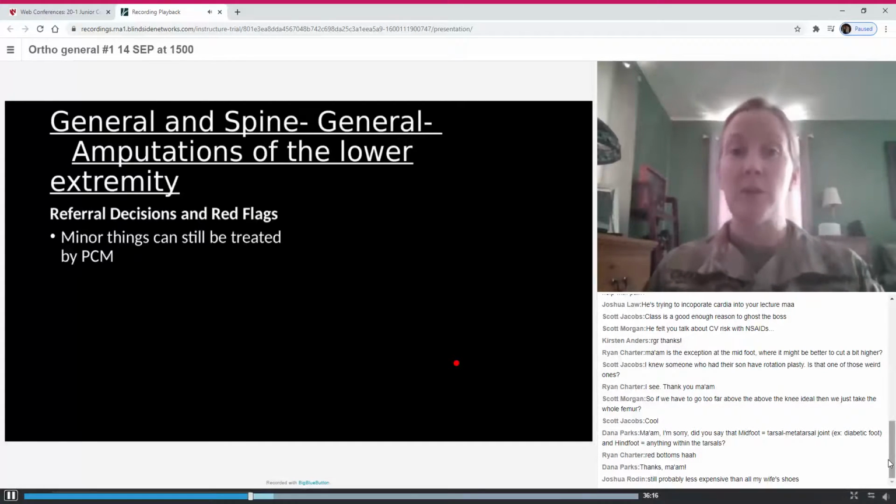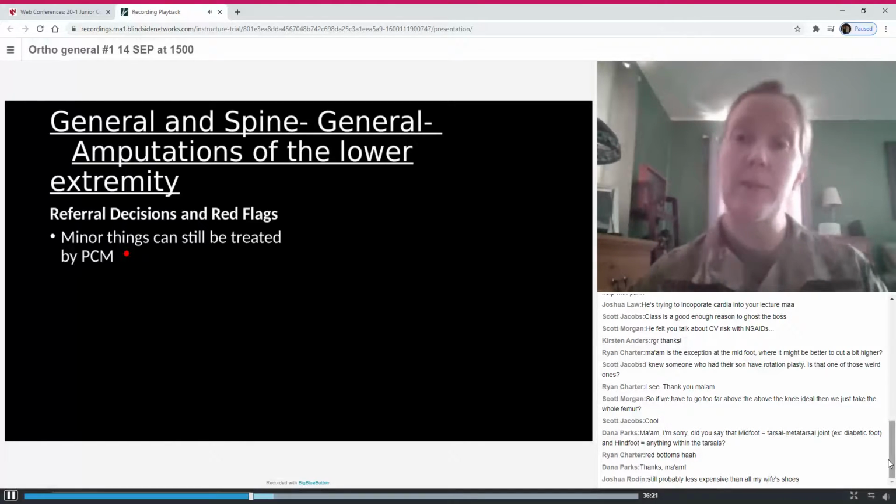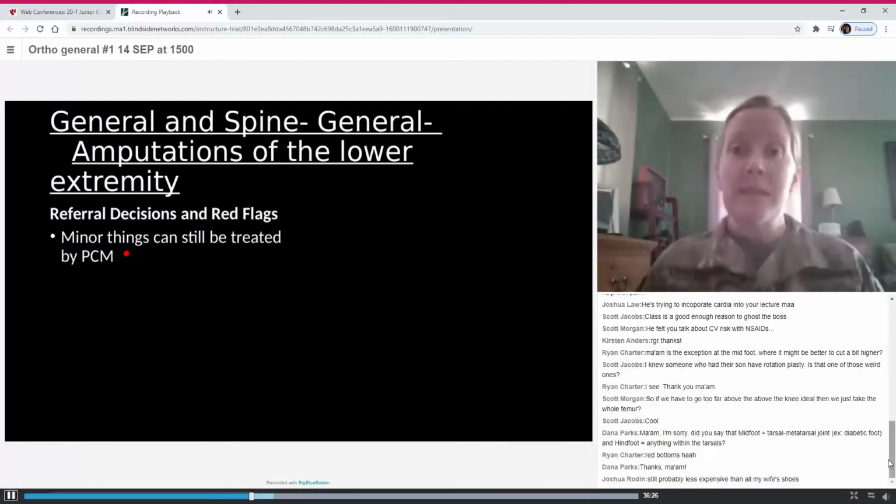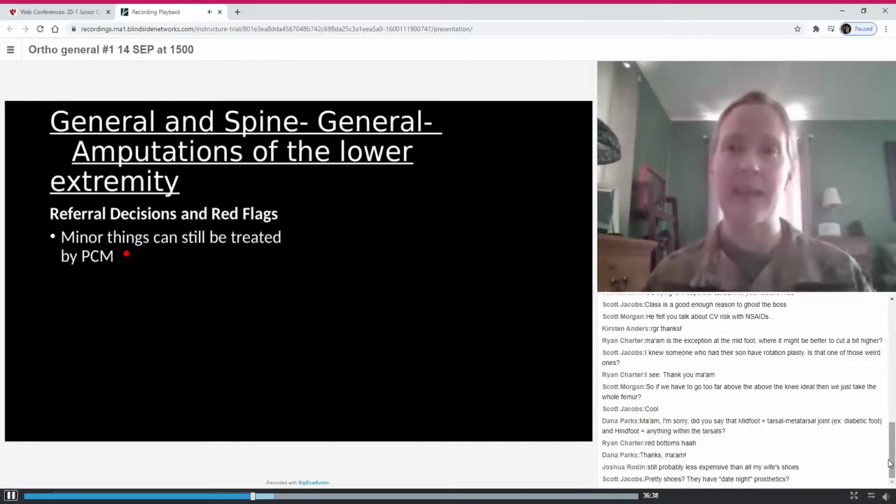Okay, your referral decisions and red flags for this. Minor things still need to be treated by the primary care manager, so that may be you. But the more significant things, deeper prosthetics, need to go to an appropriate referral person. Not all of them are ortho, but they're usually in the ortho department. If it's something to do with their prosthetic, like abnormal wear or something wrong with their prosthetic fit that's causing a problem, the patient can usually tell you which it is. Those need to go to a prosthetist, which is a different consult than to ortho.